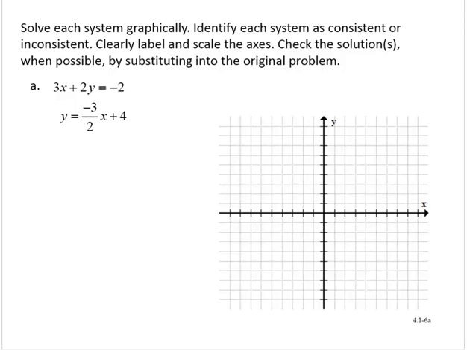Solve each system graphically, identify each system as consistent or inconsistent, and clearly label and scale the axes. Check the solutions when possible by substituting into the original equation.